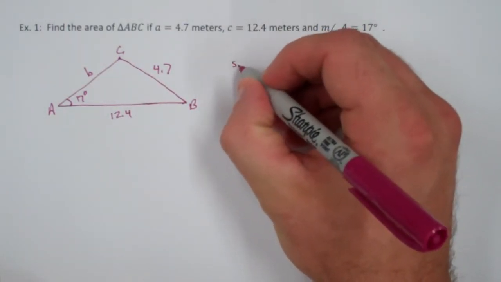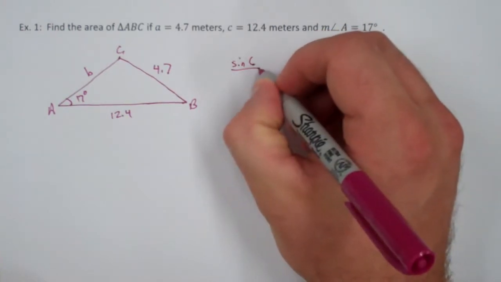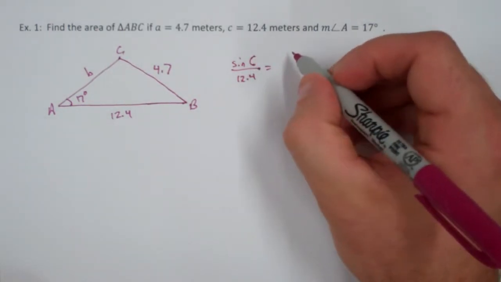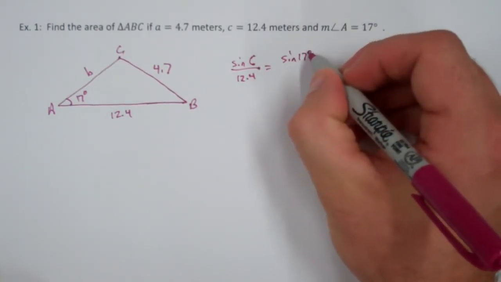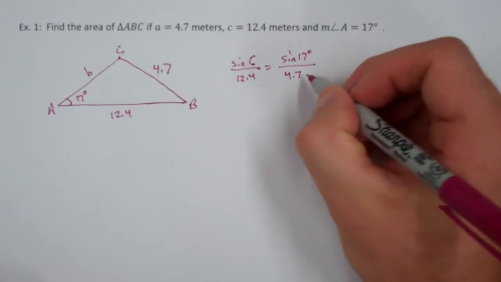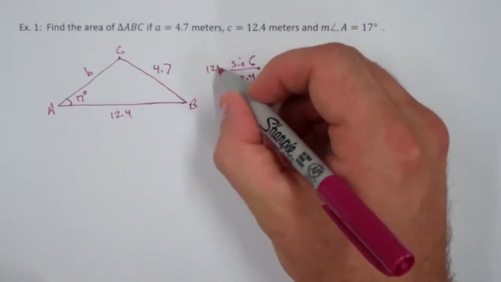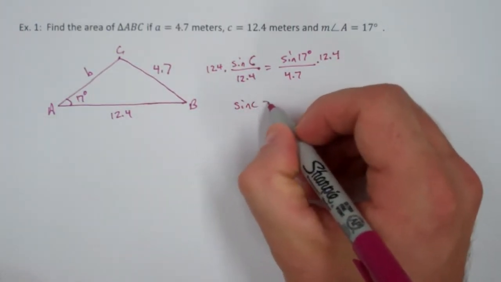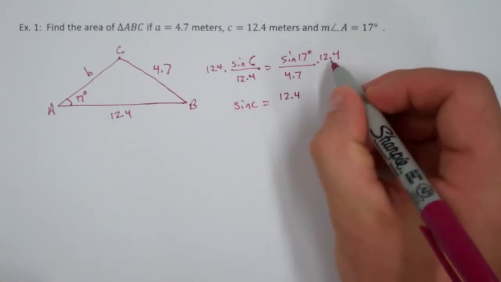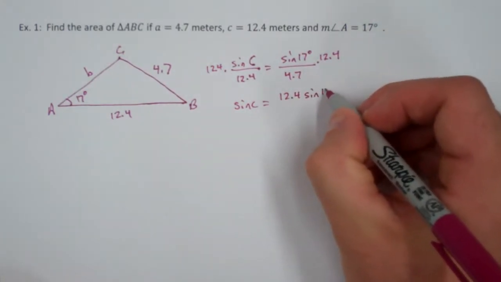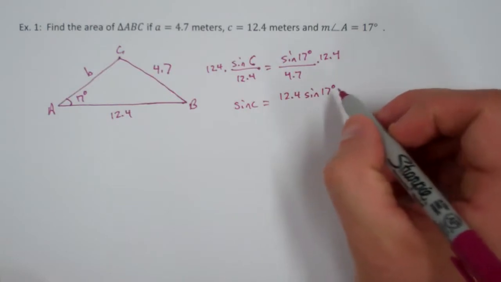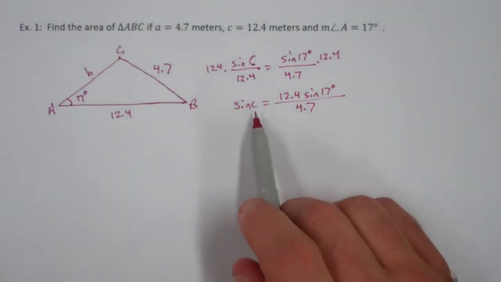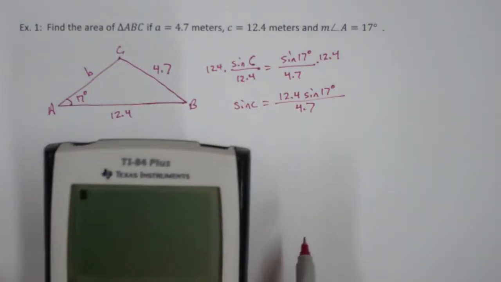We'll have the sine of C over its opposite side, and this is the law of sines here, is equal to the sine of angle A, which is 17, over 4.7. Solving for c, we'd multiply by 12.4 on each side. Sine of C is equal to then 12.4. We usually write this number out in front, sine of 17 degrees, so that it doesn't get confused with the 17 degrees, and that's over 4.7. Remember, when you're looking for an angle, you need to use the inverse sine.